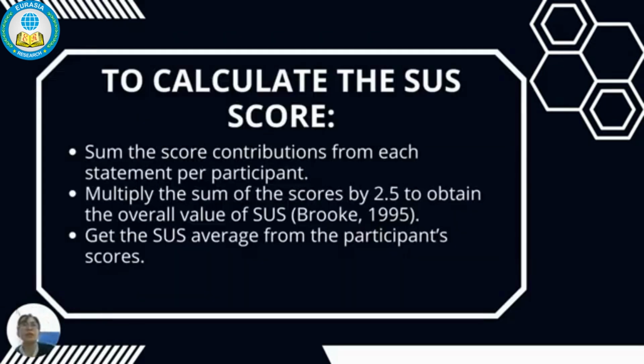So after getting the results, we have to calculate the SUS score. So first, sum the score contributions from each statement per participant. Each item score contribution will range from 4 to 0. For statements 1, 3, 5, 7, and 9, the score contribution is 5 minus the scale position. For items 2, 4, 6, 8, and 10, the contribution is scale position minus 1. Next is multiply the sum of the scores by 2.5 to obtain the overall value of SUS. And then last but not the least, get the SUS average from the participants' scores.